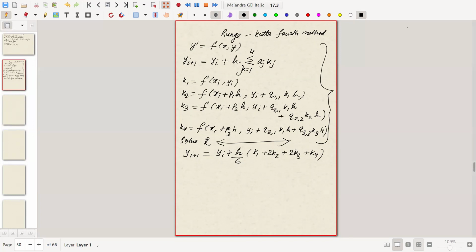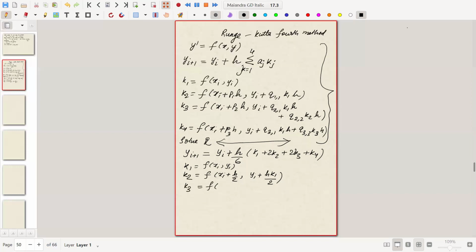And what are these k's? So k1 is f of xi, yi. Now k2. Note that previously we saw that k2 was depending on k1. So here also it will depend. How? It will be f of xi plus h by 2, comma yi plus h k1 over 2. Now you see, after you compute k1, only then can you compute k2. You can't compute k2 and then compute k1. Obvious, right? Because k2 depends on k1. Only after you get the value of k1, you can get k2.